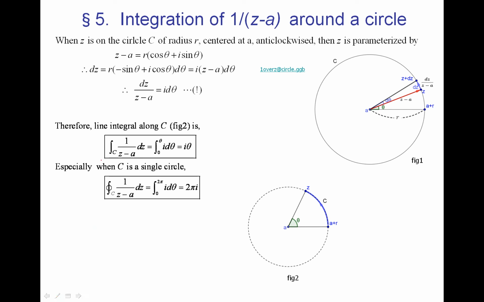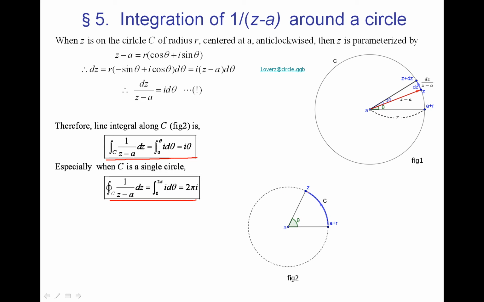So like we saw with the GeoGebra, if the curve C is this curve, integration over C is i theta. If C is a whole curve, one circle, then the integration is 2 pi i. So it looks like integration is unique, but it's not.